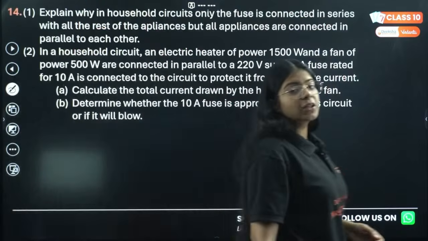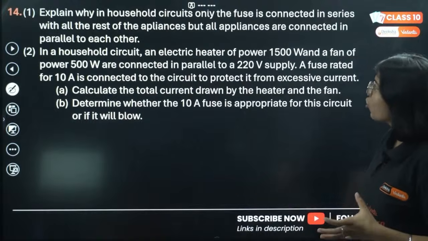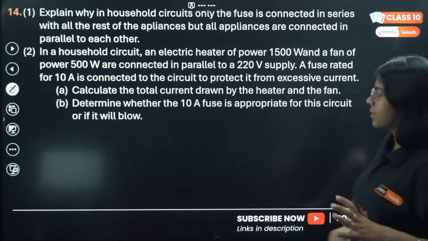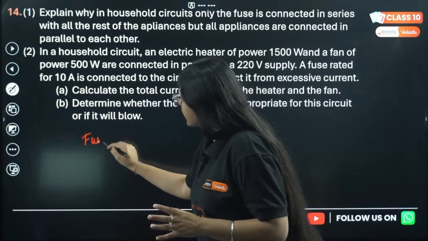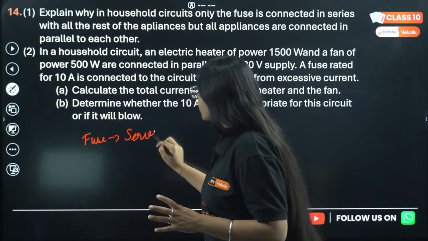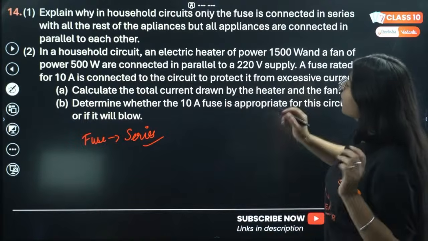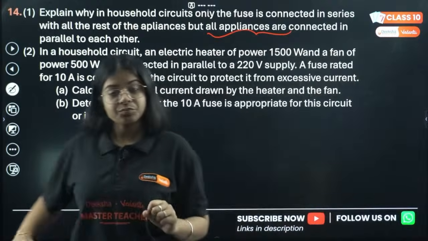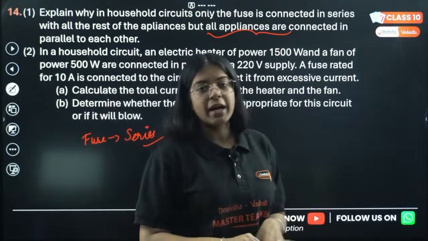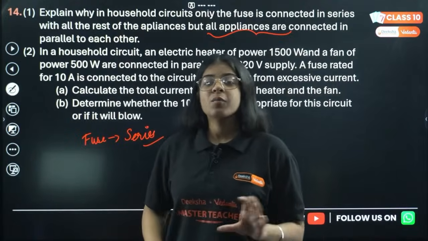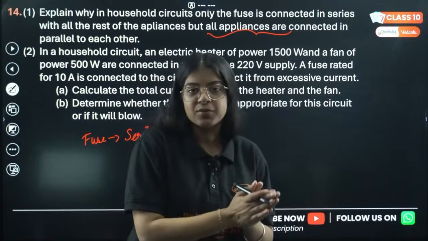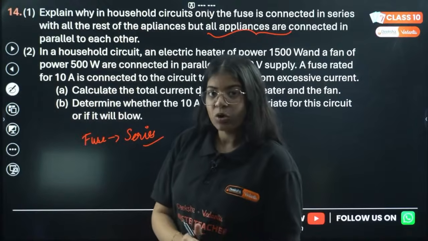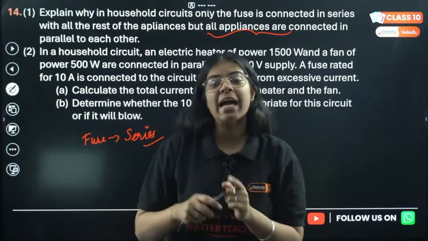Next question. The 14th question says, explain why in household circuits only the fuse is connected in series with all the rest of the appliances. Read the question carefully. The fuse is connected in series, but all other appliances are connected in parallel to each other. Why is that? It's a very simple answer. The fuse is connected in series because we want the connection to be cut. If my fuse burns, I want the whole house to stop getting power, to stop getting voltage. And how will that happen? That can only happen in series.